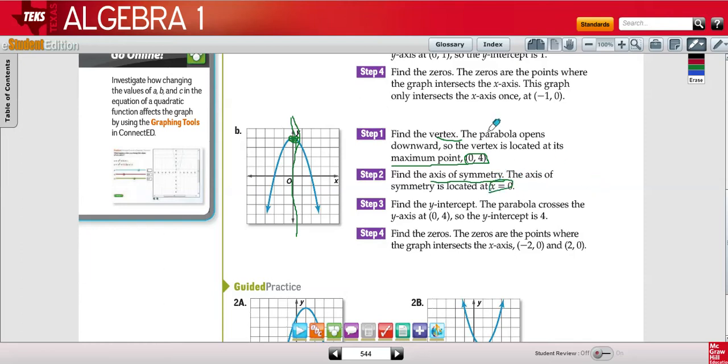Step 3 says find the y-intercept. I'm going to erase this so we can actually see the y-intercept. The y-intercept happens here when we cross the y-axis. That point is also our vertex, so it's the same point as our vertex. So next to step 3, I want you to write y-intercept, and I want you to write the actual point down, 0, 4. But then I want you to also write out that the y-intercept is 4.